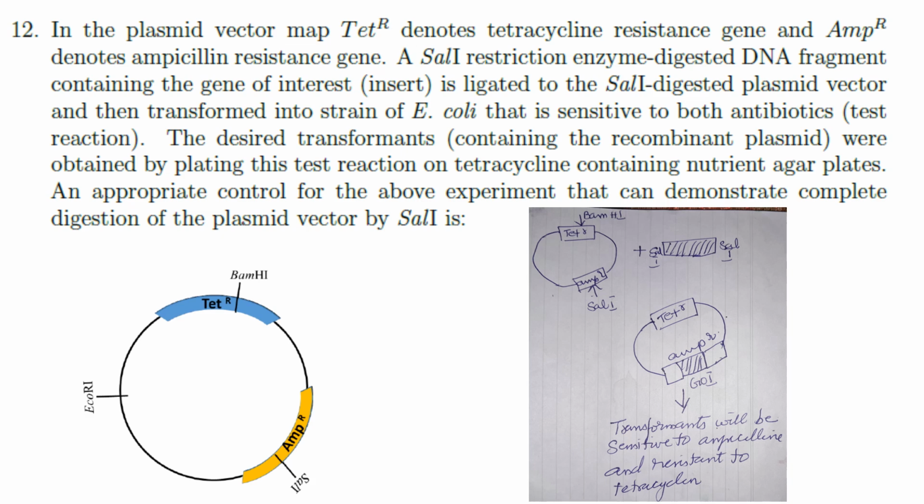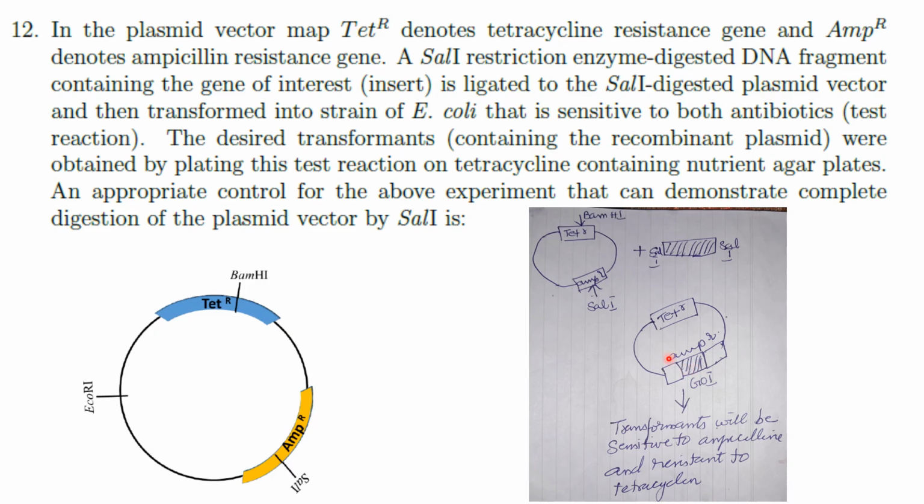Then next one. In the plasmid vector map, tetracycline R, that is this one, denotes tetracycline resistance and this denotes the ampicillin resistance gene. SAL1 restriction enzyme digested DNA fragment containing the gene of interest is ligated to the SAL1 digested plasmid vector. So you have a SAL1 digested gene of interest or a DNA fragment, and you digest this plasmid also with SAL1 and you ligate it with this fragment. So you will get the ampicillin resistance gene being damaged, tetracycline resistance gene intact, and your gene of interest ligated to the ampicillin resistance gene.